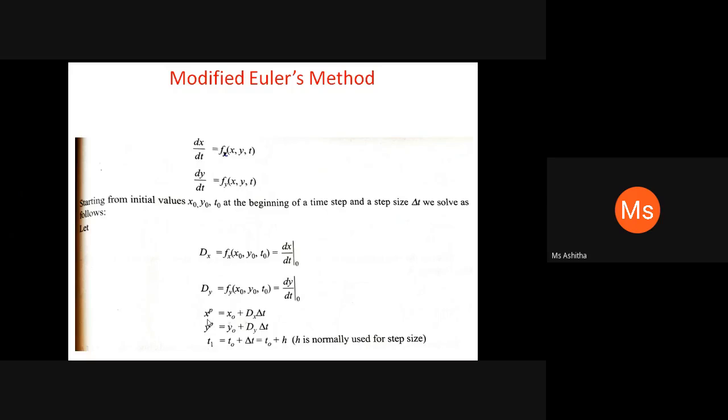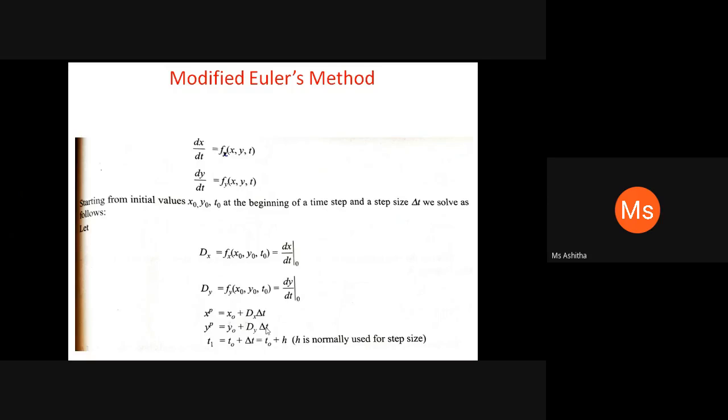And here the predicted value. Predicted value means the new value xp, and yp represents the predicted value. So the predicted value is equal to the initial value plus the change in the value into the step size. Delta t represents the step size, either h or delta t, both are the same. So here, similarly, yp is equal to y naught plus dy into delta t.